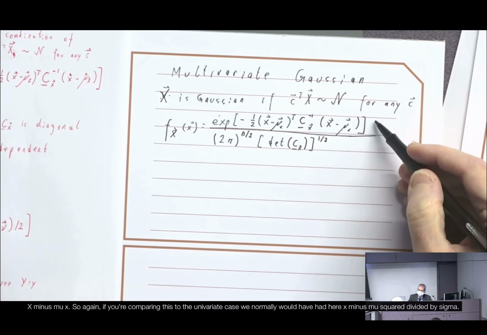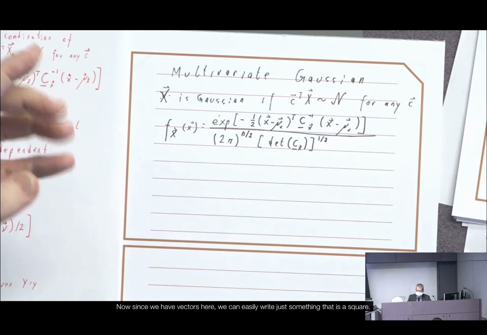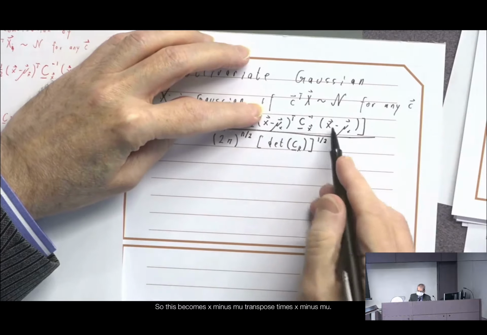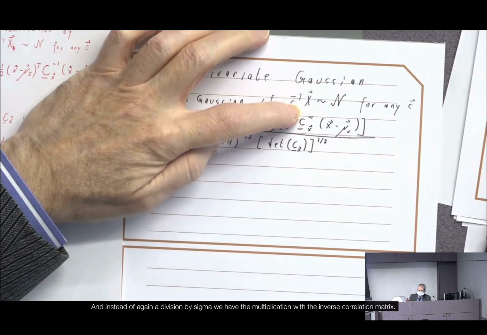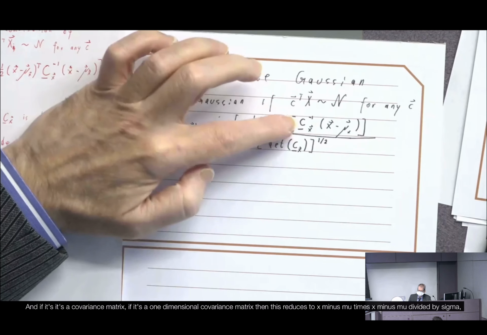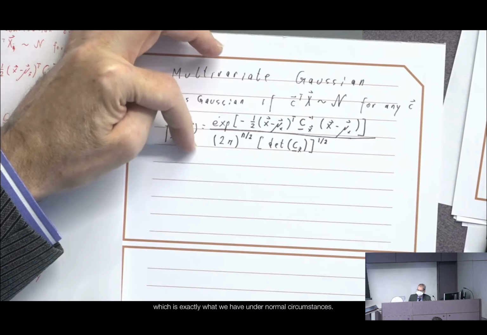So again, if you're comparing this to the univariate case, we normally would have had here x minus mu squared divided by sigma. Now, since we have vectors here, we can easily write just something that is square, so this becomes (x minus mu) transpose times (x minus mu). And instead of a division by sigma, we have the multiplication with the inverse covariance matrix. If it's a one-dimensional covariance matrix, then this reduces to (x minus mu) times (x minus mu) divided by sigma, which is exactly what we have under normal circumstances for the one-dimensional case.